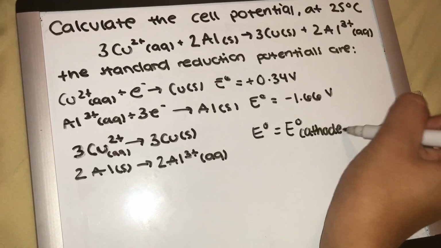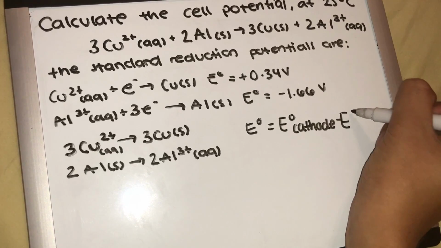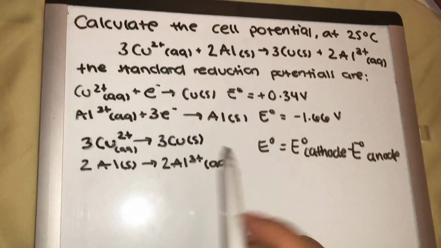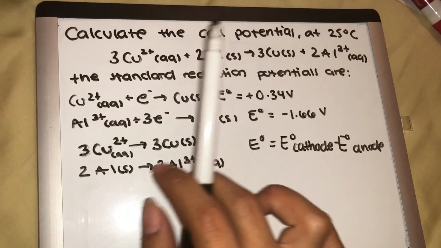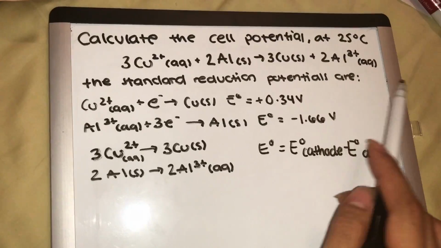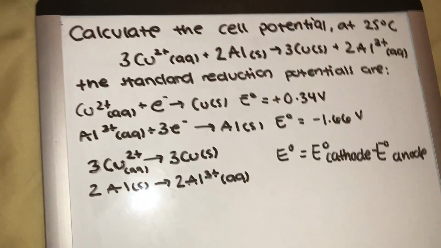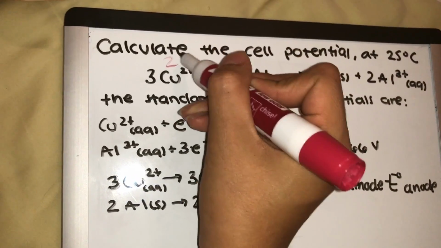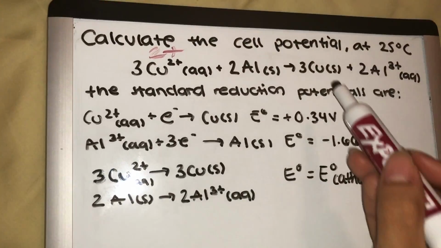E cathode minus E anode. So first, we have to figure out which one is oxidizing and which one is reducing. So we can look here. We have a 2 plus charge. So Cu is going from 2 plus to 0.